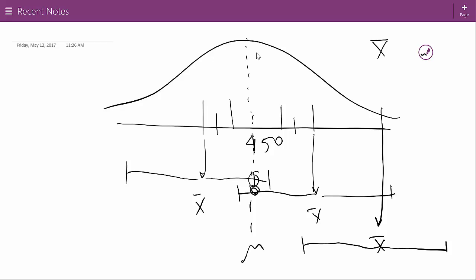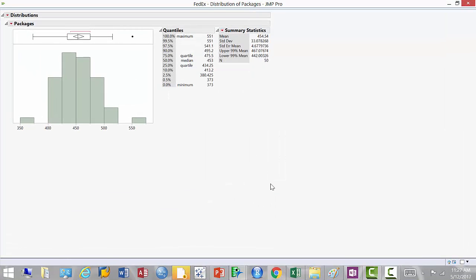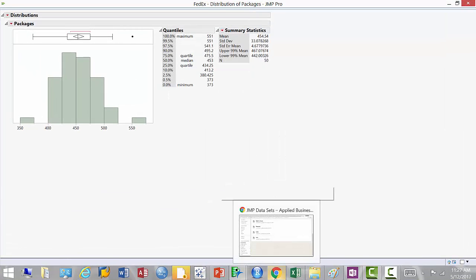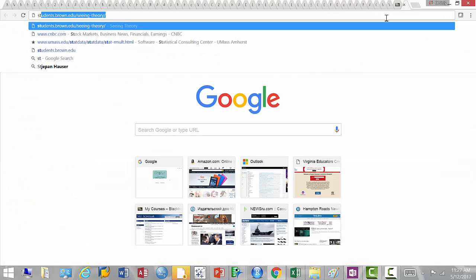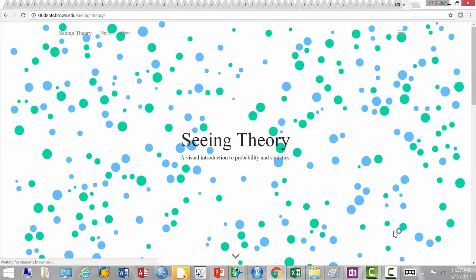If I build 100 confidence intervals, and I'm using a 99% confidence level, approximately 99 of them out of these 100 will capture the mean, and one of them will miss it. It will be too far on the right or too far on the left. And here I want to illustrate that concept with a demonstration from Brown University right here, okay?